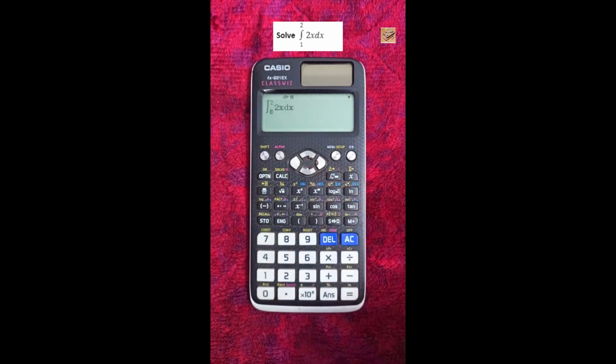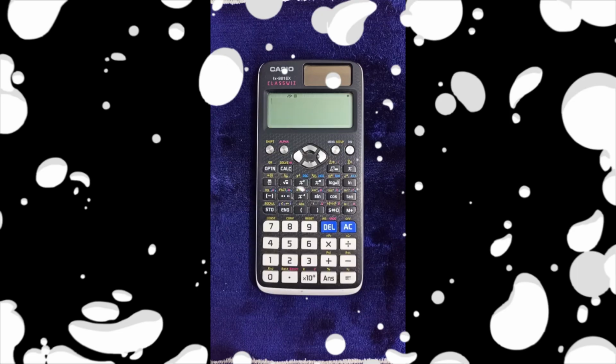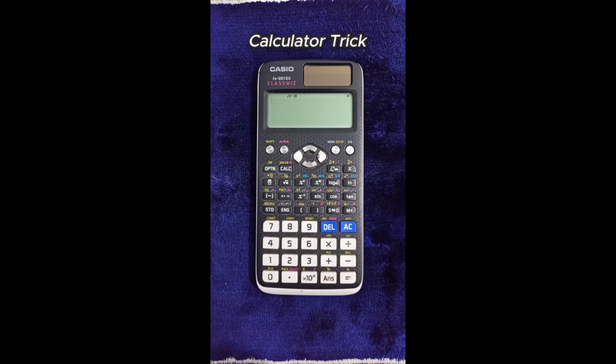Then scroll down to enter the lower limit. The lower limit is 1, so press 1. Then press equals to. There you go, the final answer of the question is 3. So do practice it because this calculator trick will save your time.